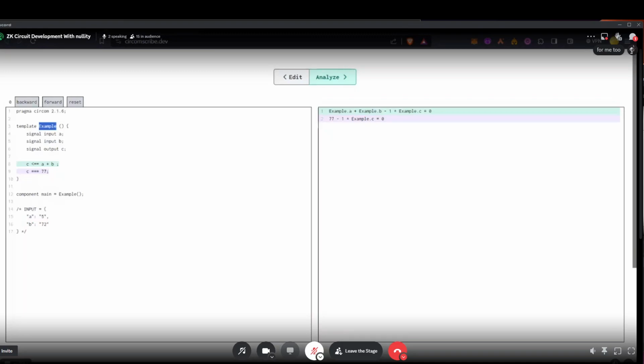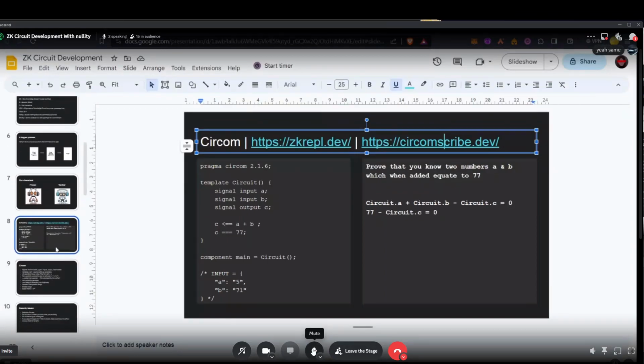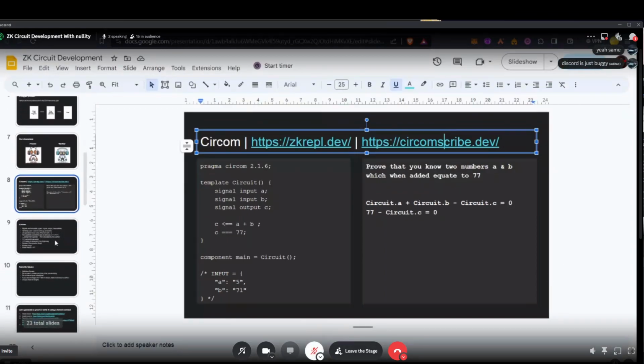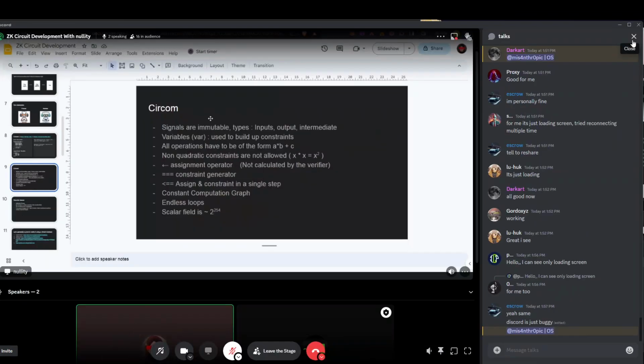So I thought it'd be a good idea to go through the process of proof generation and then verifying the proof on chain. And there are two ways to go about it. The first way is to use zkREPL. Yeah. So before that, let's just complete Circom.